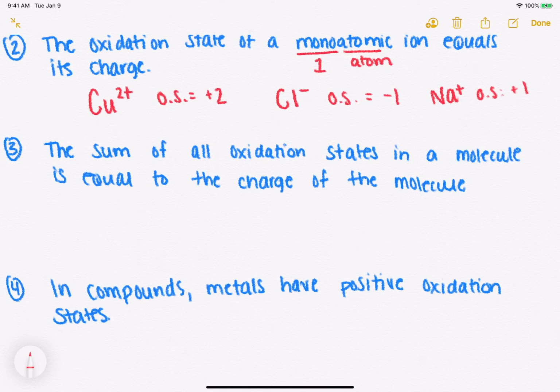Rule number 3: the sum of all oxidation states in a molecule is equal to the charge on that molecule. I'm actually going to come back to this one in a few minutes, because this one is easier to figure out in the context of a whole example where you're looking at all of the rules at once.